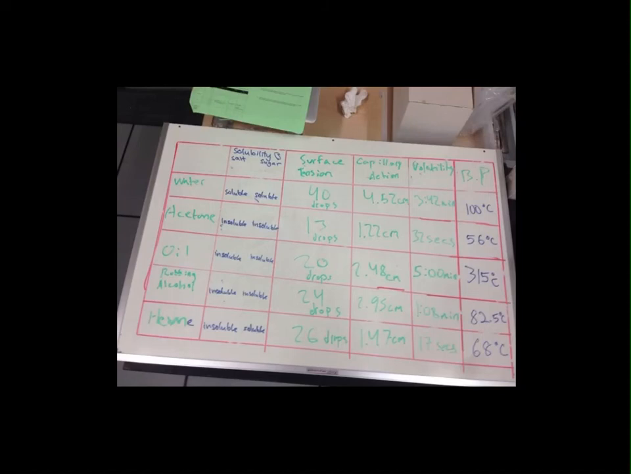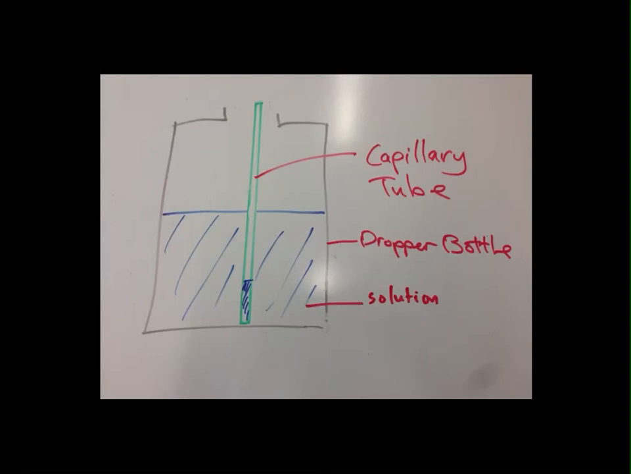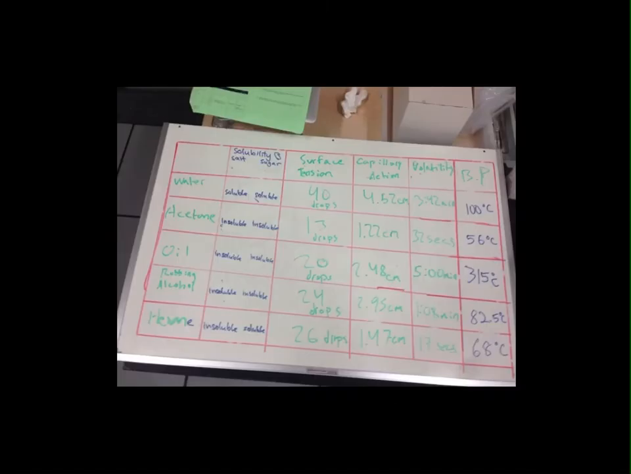For the next test, we tested capillary action. So we had 5 capillary tubes, and we put 1 tube in each dropper bottle of each solution. And we would take the capillary tube back out and measure the distance the liquid traveled in the tube. So as you can see, water traveled the most with 4.52 cm, and acetone traveled the least with 1.22 cm.